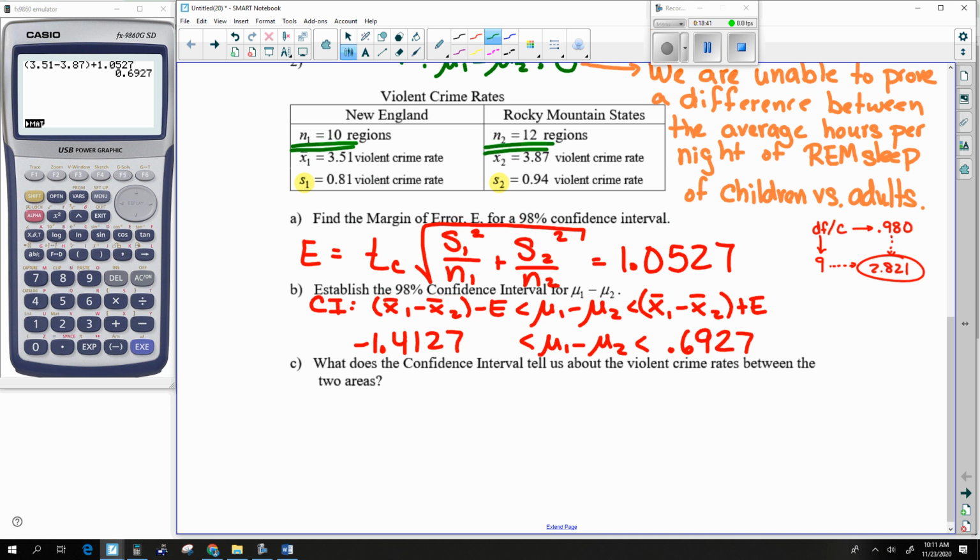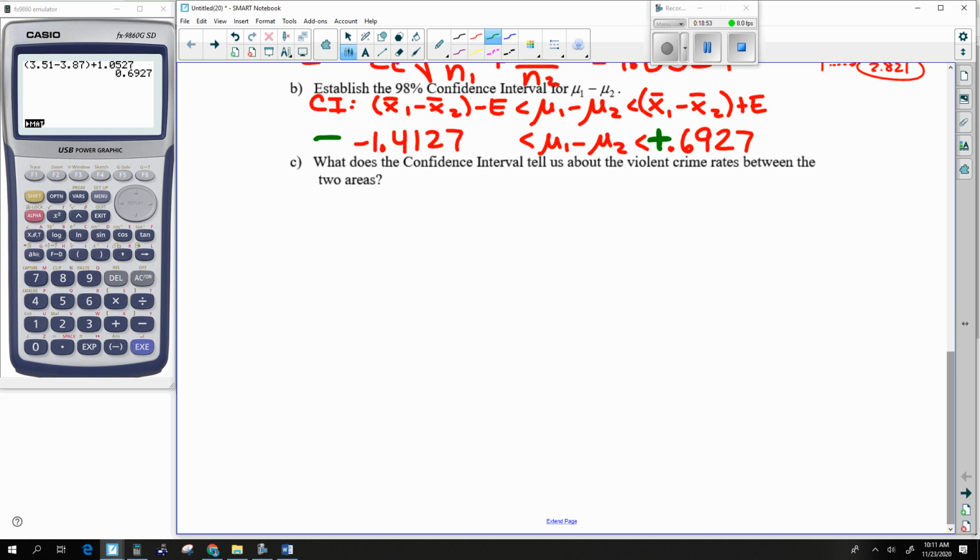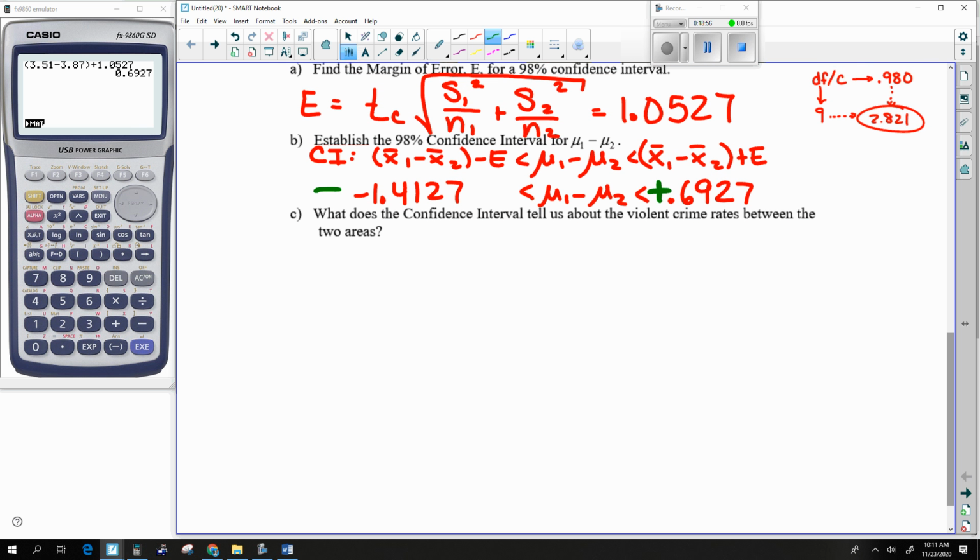So what I'm really looking at with these problems is I see that the left-hand side is negative and the right-hand side is positive. So that means I don't know if this middle part is negative or positive. I can't definitively say. So mu1 minus mu2 is I don't know compared to 0. And so how do these two things compare? I don't know. So what do I say when that middle part is a question mark? We are unable to prove a difference between the average of 1 versus 2.